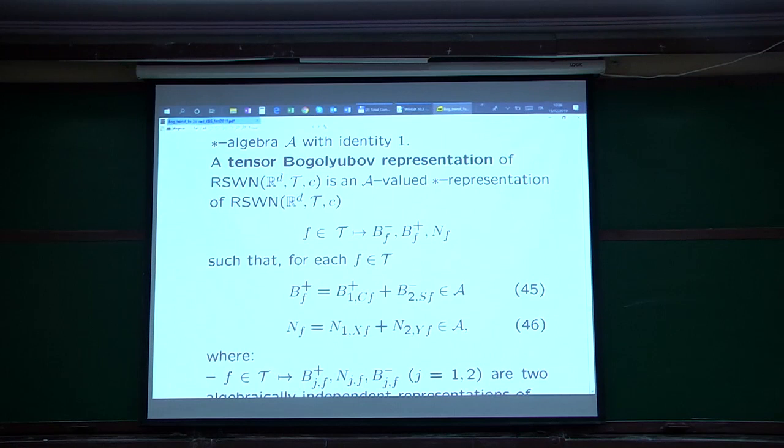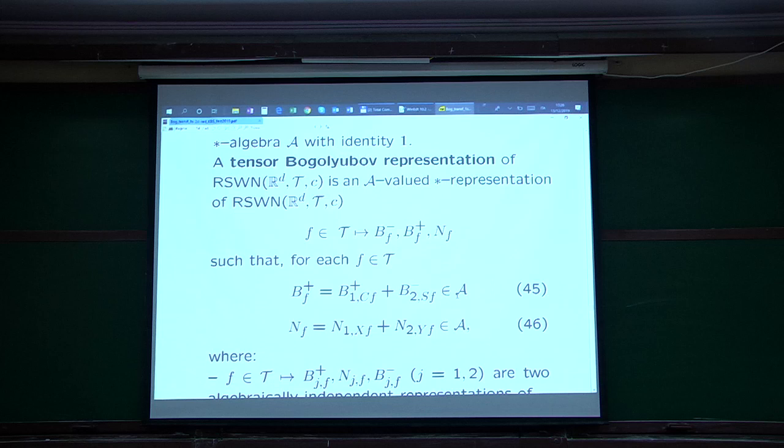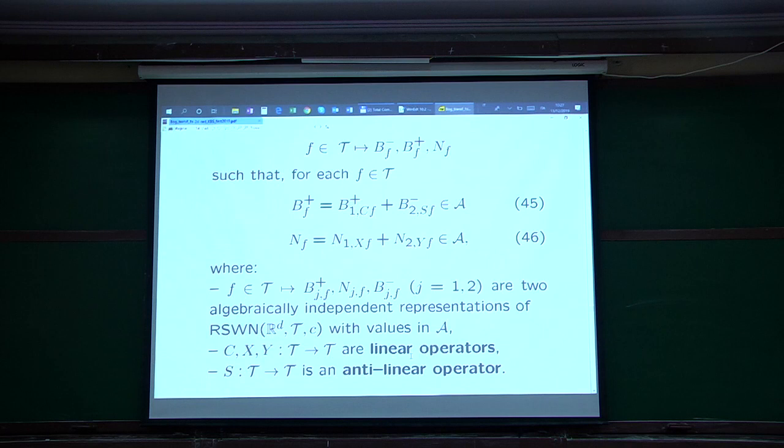I don't consider the most general case. I only consider the purely hyperbolic case, namely, creator goes into a linear combination of creator and annihilator, as we did for the first order case. Okay? So, also in this case, but in this case we have four operators.